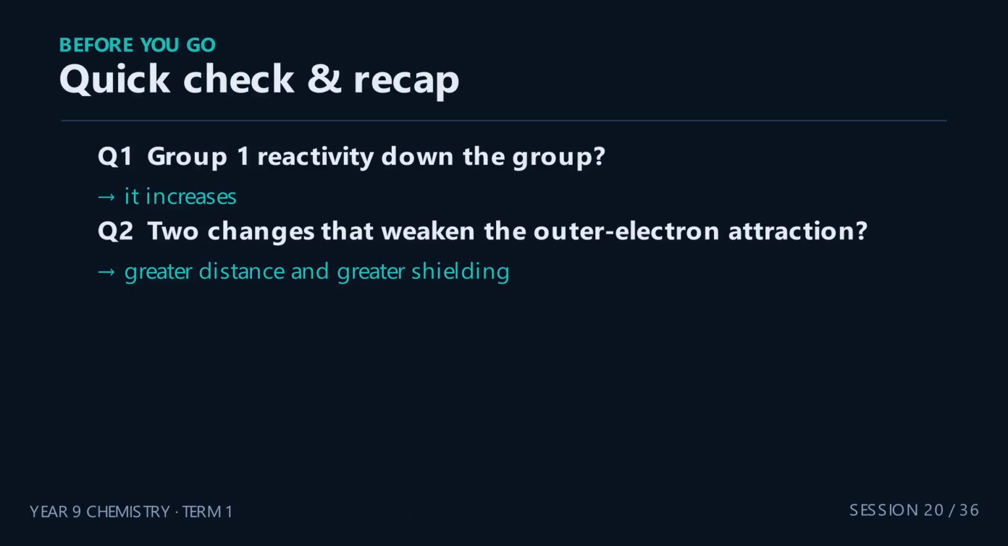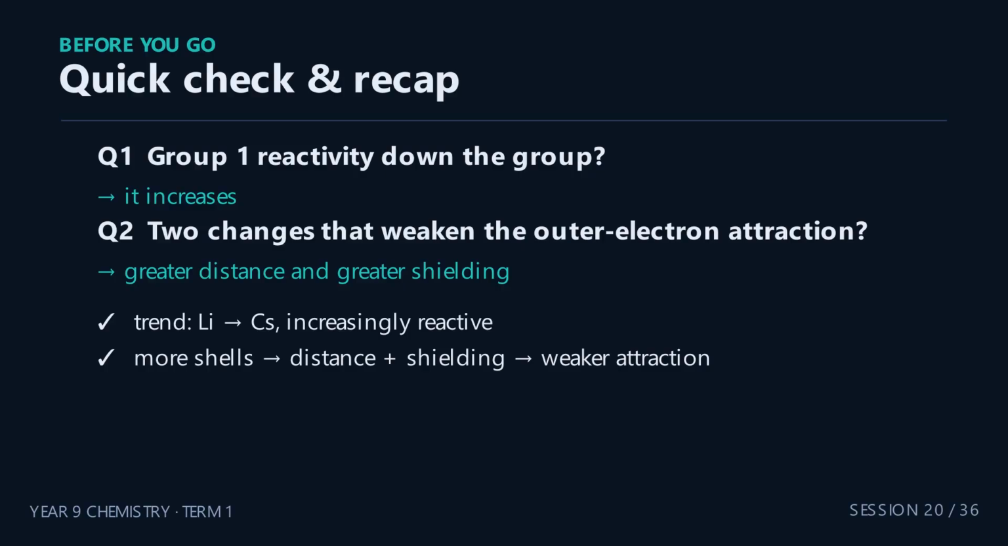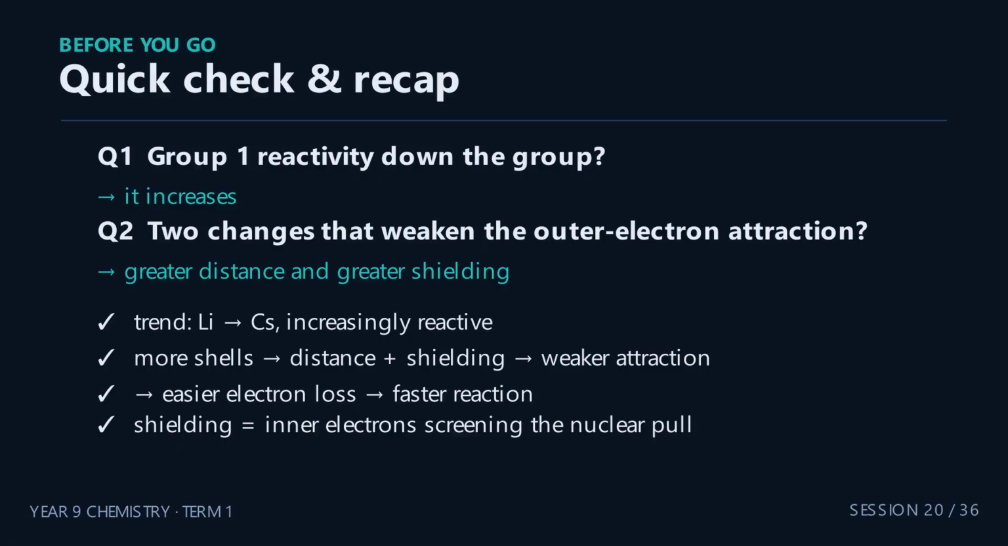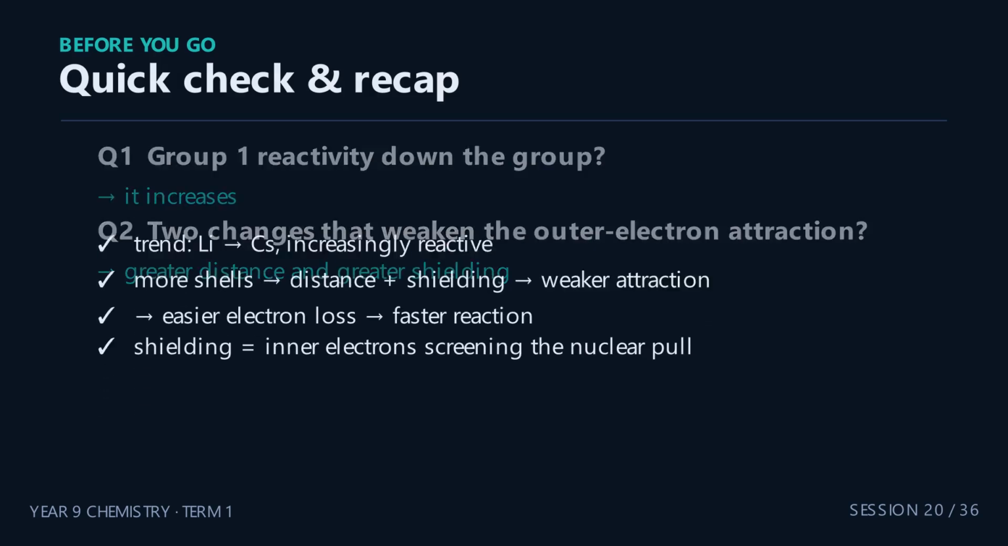Your recap. The trend is lithium up to caesium, increasingly reactive. The chain, more shells, more distance and shielding, weaker attraction, easier loss, faster reaction. Shielding is inner electrons screening the nucleus's pull, and predictions stay qualitative. Next session, Group 7, the halogens, where the trend runs the other way.